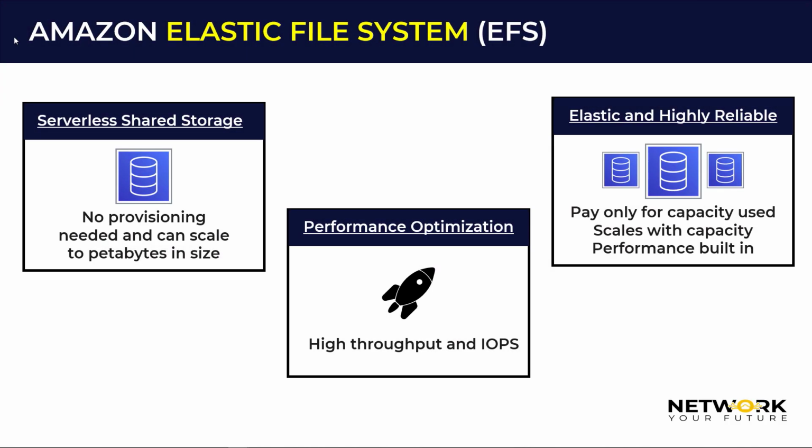Amazon Elastic File System is a simple, fully managed cloud-native file system. EFS provides serverless shared storage, meaning you don't need to provision or manage any infrastructure or capacity. AWS takes care of that for you. EFS supports up to tens of thousands of concurrent clients, meaning it's a shared service. It's also elastic and can grow to petabytes in size.